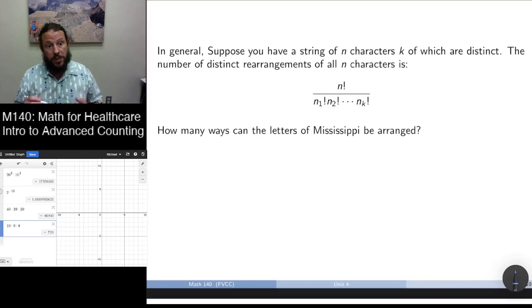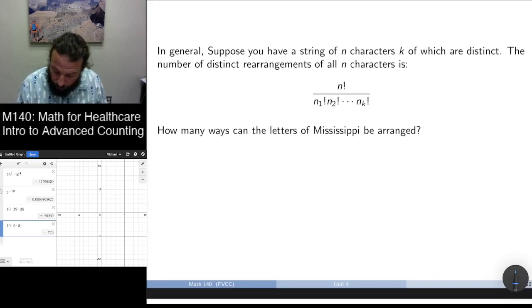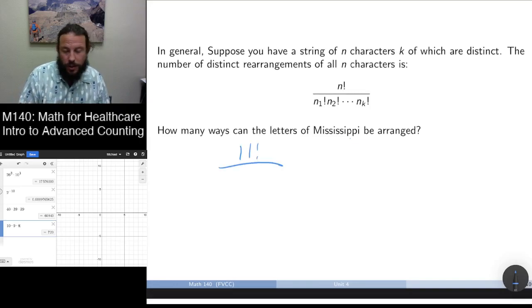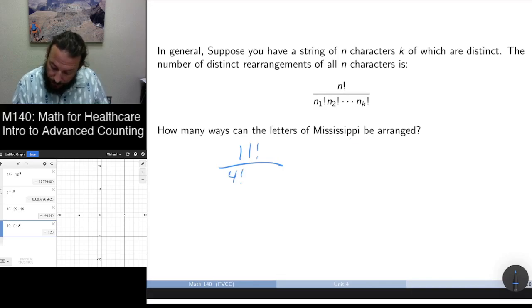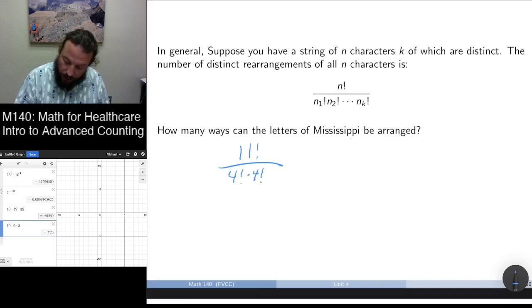So for instance, in Mississippi, what do we got there? I think it's 11, right? 1, 2, 3, 4, 5, 6, 7, 8, 9, 10, 11. So that's 11 factorial. We only have one m, so technically you could write down 1 factorial, but dividing by 1 doesn't do anything, so I'm not worried about that. We have 1, 2, 3, 4 i's, so that's going to be divided by 4 factorial. And then we have 4 s's, so times 4 factorial in the denominator there. And then 2 p's, so it's 2 factorial.